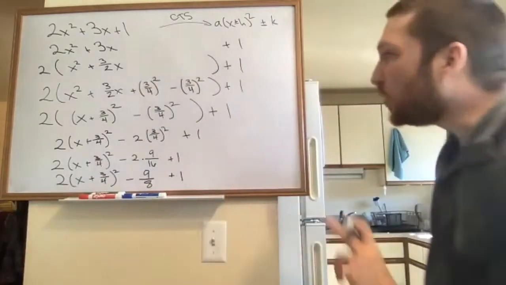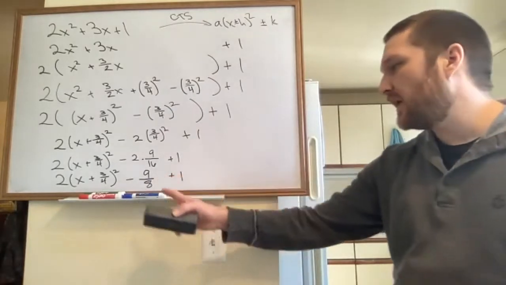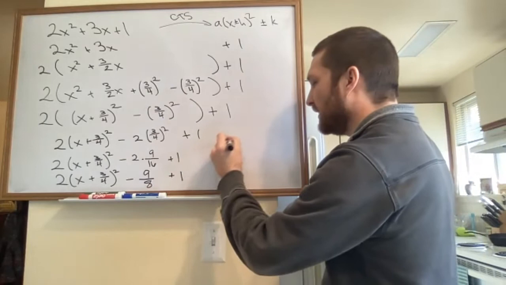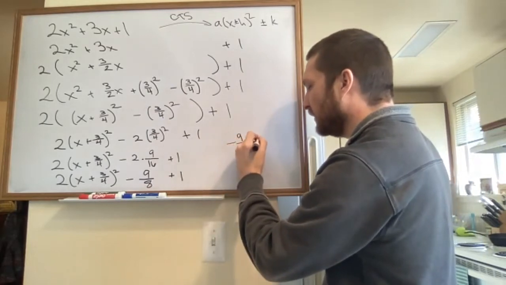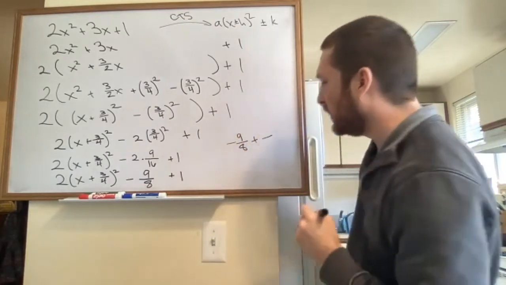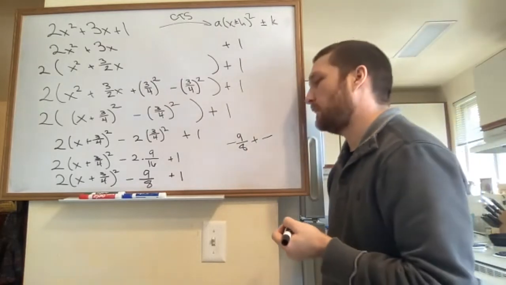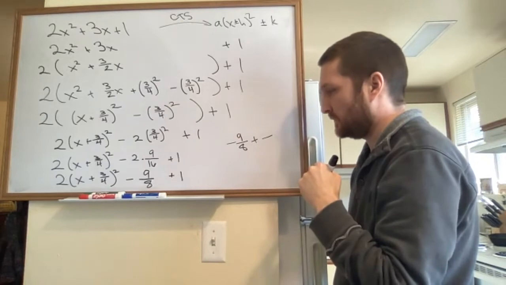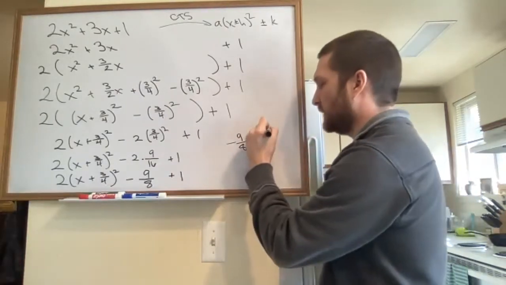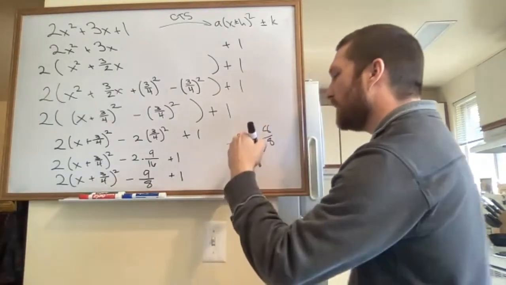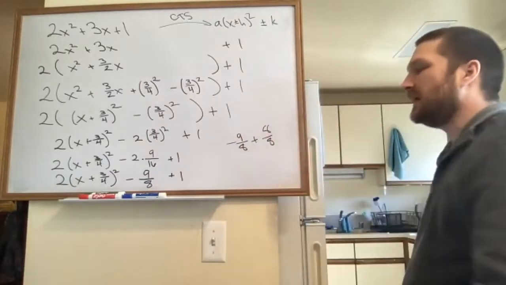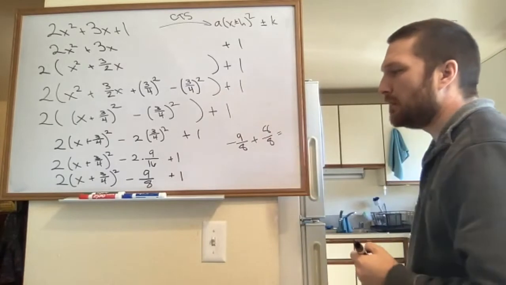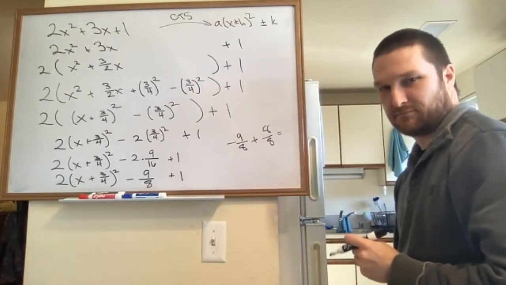And now 9/8 and 1 would be nice if we had a common denominator. We'd have minus 9/8 plus, how do I rewrite 1? 8/8. There we go, 8/8. Minus 9/8 plus 8/8 is how many eighths? Minus 9 plus 8. Oh, right.